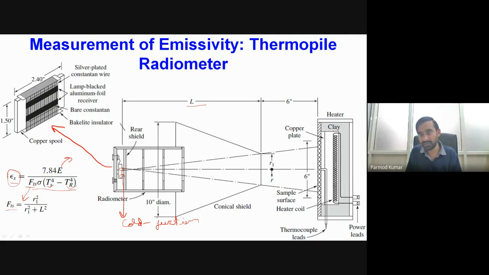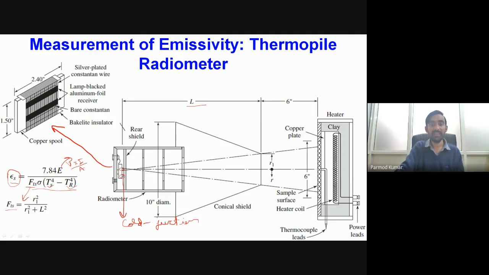What we have done over here is provide some heater input. For this heater, whatever power we supply, we measure its voltage and current. So E will be V into I divided by the area of this sample, the area of the sample from where we are getting the thermal radiations. By using this standard setup, we can determine the corresponding value of the emissivity of a surface.